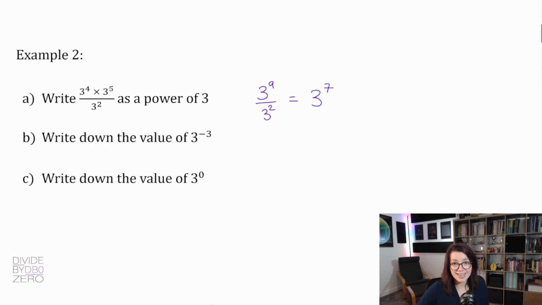Next one, we've got a negative power. Remember, that means 1 over 3 cubed. And another way of saying that is just 1 over 27. Part C, we've got that special weird case. Anything to the power of 0 equals 1.